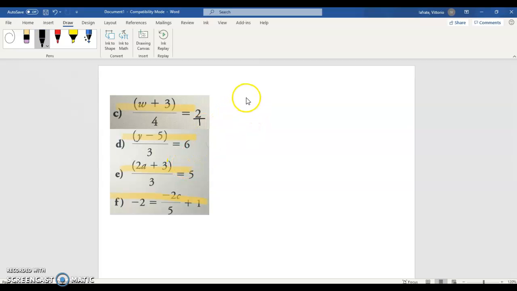So for D, it's the same idea. We have y minus 5 over 3. And again, you could have written that as y over 3 minus 5 over 3 is equal to 6. We want to get rid of the denominator. So our denominator here is 3, so we're going to multiply everything by 3. So let's do times 3. 3 over 3, that cancels out.